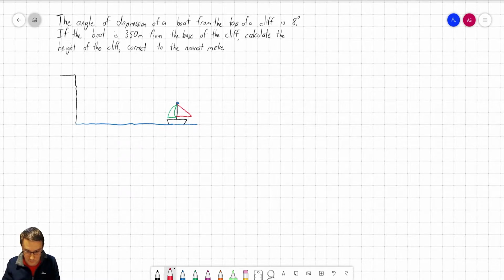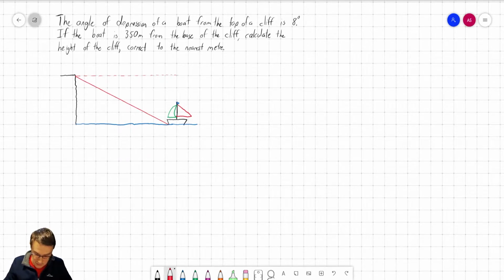What we first want to do is, we're told that there is an angle of depression of the boat from the top of the cliff. So we're going to draw a line here showing that. Now, angle of depression is measured from the horizontal, and the horizontal is going to be represented by this dotted line here. So the angle of depression that we are measuring here is this angle here. And we're told that is 8 degrees.